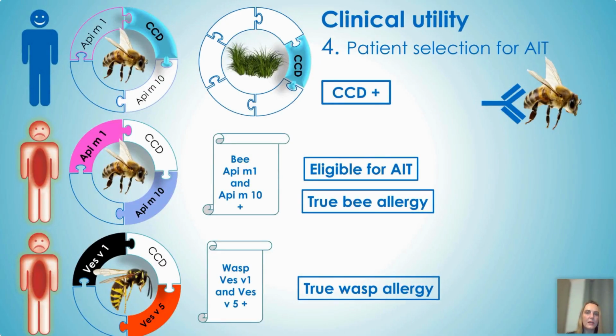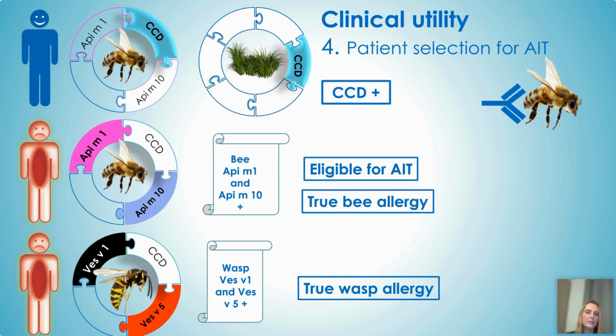So just looking at patient selection for allergen immunotherapy, if the bee venom IgE is positive, and we do the extracts of the bee venom, and the patient does not experience any symptoms when stung by a bee, and the Api m 1 and the Api m 10 is then negative, we know that this patient is not allergic to bees, and it is the CCD that's causing the IgE extract to be positive.